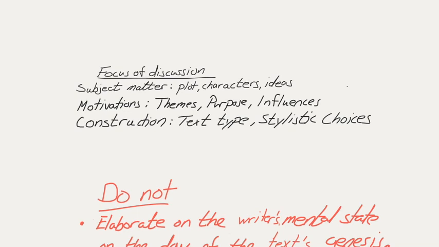And try to explore, why did the writer choose this particular text type? Why is it a novel and not a short story? Why is it a drama and not a poem? Why that particular text type? What makes it effective? And then what stylistic choices has the writer made that are relevant to that particular text type?